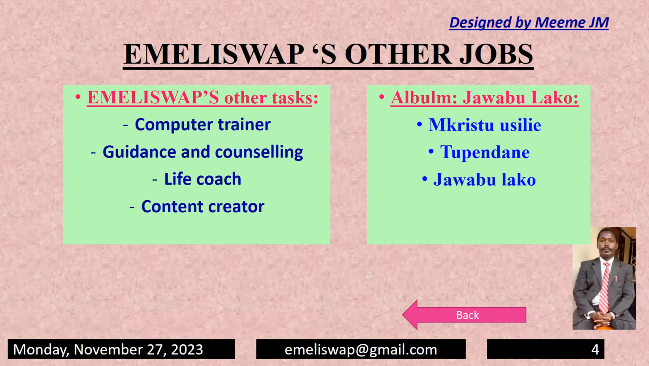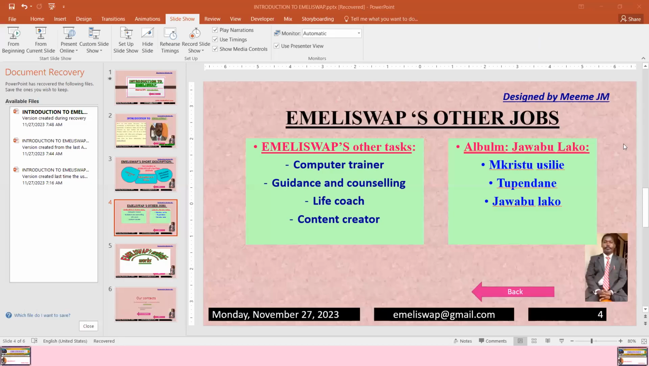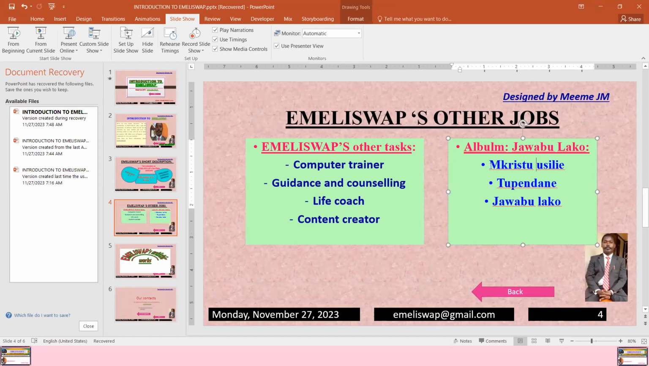Sometimes we may want the action button to also play a song. Why don't we have an action to play a song? How do you do that? Let's add it in this presentation. If I want to have an action button, like to play a song, is it possible? For example, let's select this title of the song here, Mukristo Usilie.